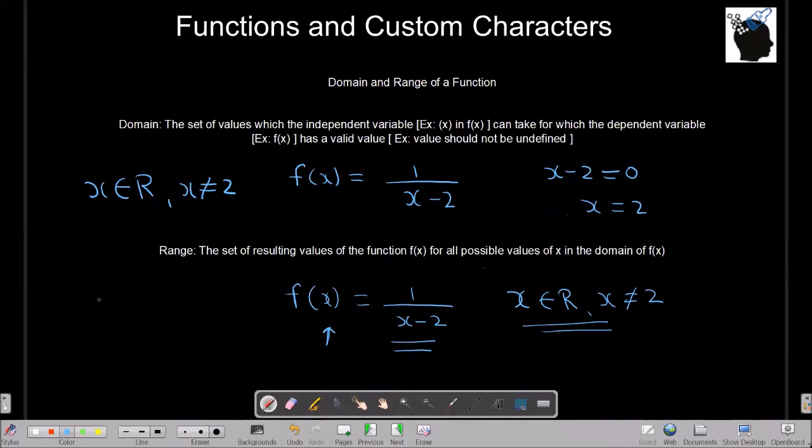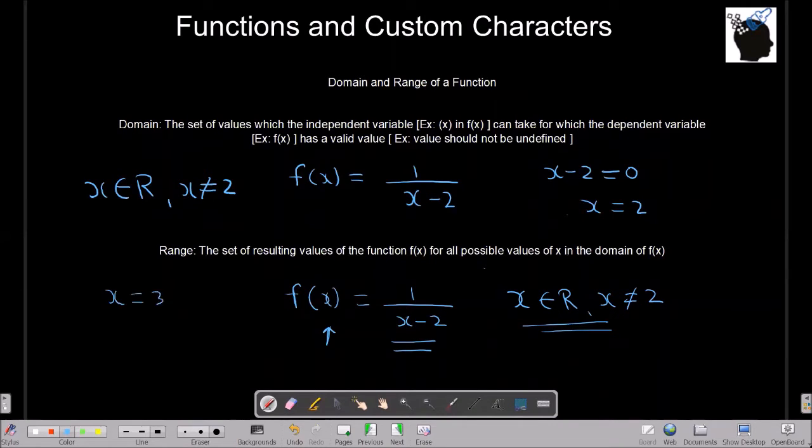Let's take an example. So if we put x is equal to 3, we are going to get f of 3 as 1 divided by 3 minus 2, which is nothing but 1. That means 1 is one of the possible values in the range of f of x. So we need to substitute all the values of x, which is in the domain, get the corresponding values of f of x, and that becomes the range of the function f of x. Let's solve a couple of problem types now.